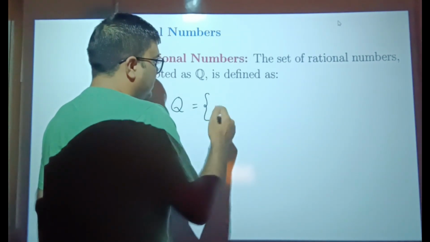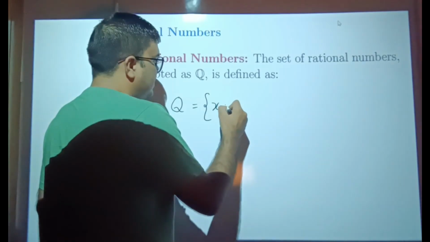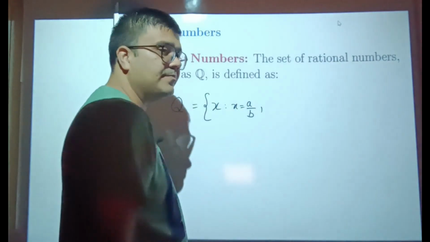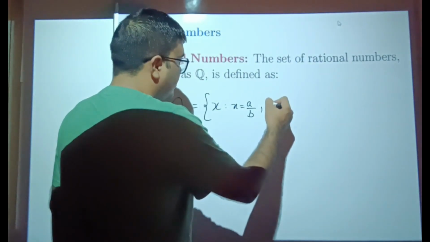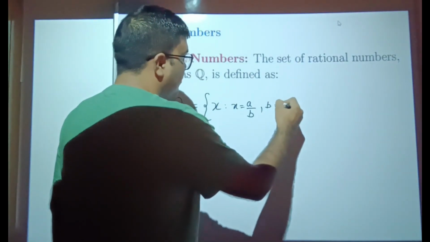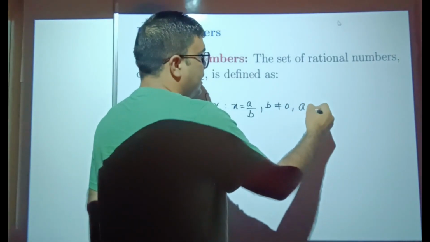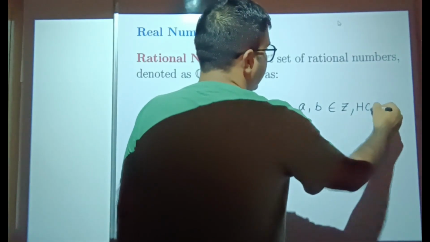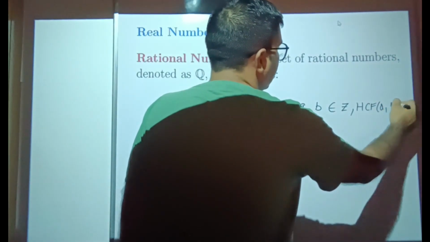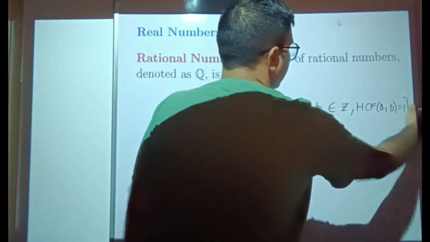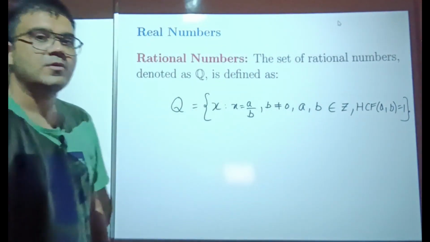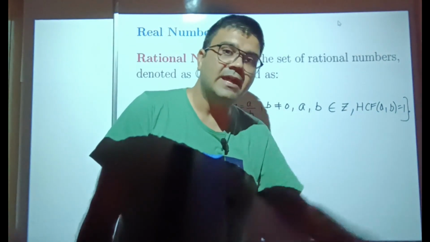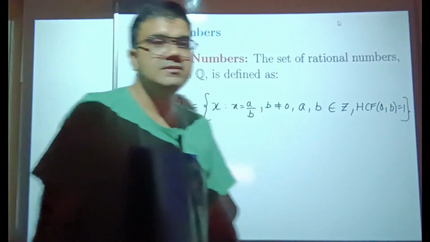if you don't want to write it like this, you can write it as consisting of all the elements x such that x is of the form a by b, where the denominator b is not equal to 0. a and b are integers, and HCF of a and b is equal to 1. Why is this last condition there? Because we don't want the elements to be repeated in the set.